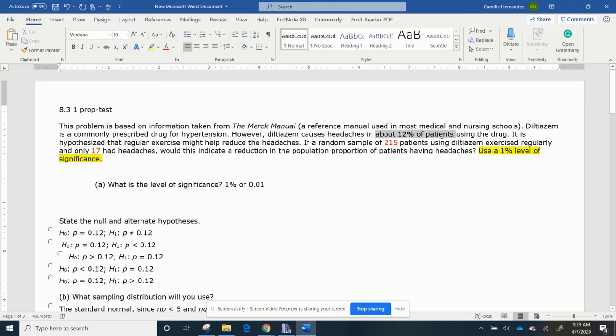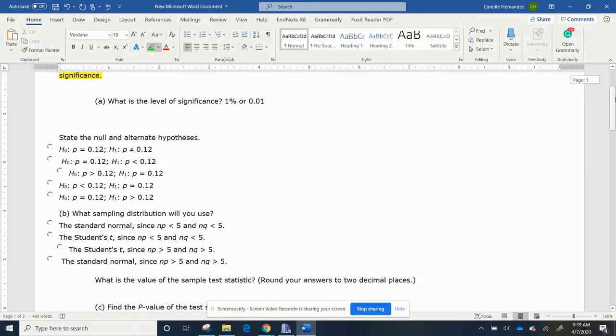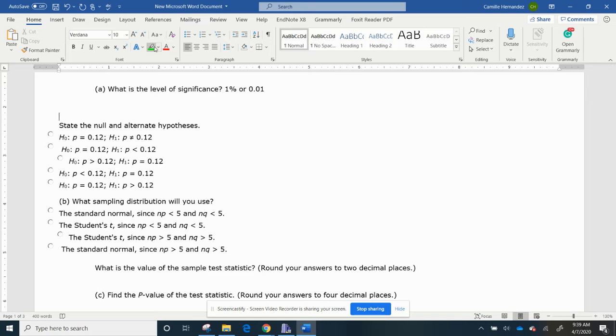I've got here that 12% of the patients get a headache, and I've got a random sample of 215 patients, and then only 17 of these 215 got headaches. Okay, and then it says, would this indicate a reduction in the proportion of people having headaches? I'm going to do this in a different color, and I'll show you why in just a minute.